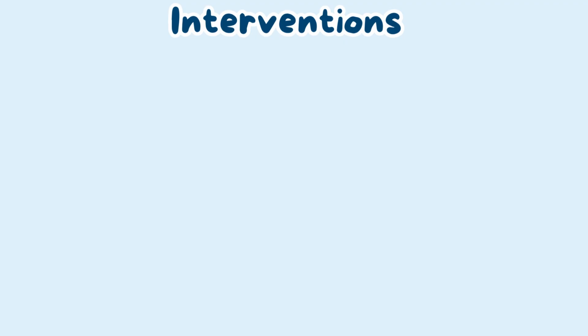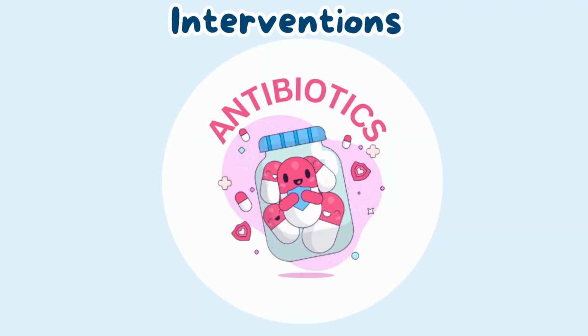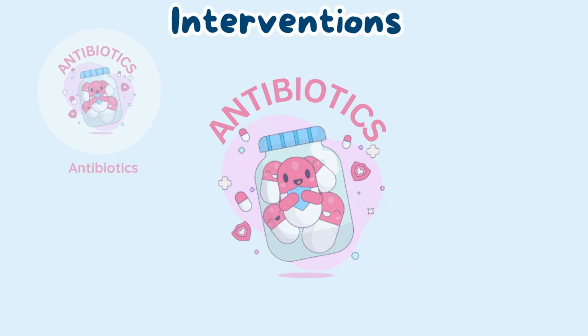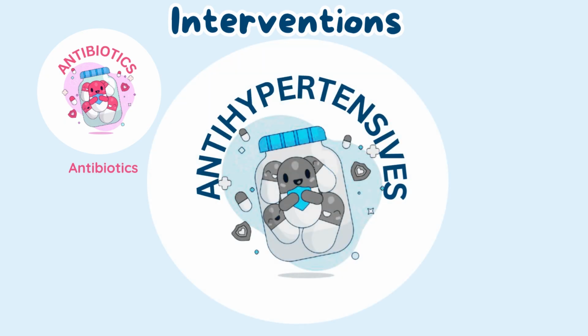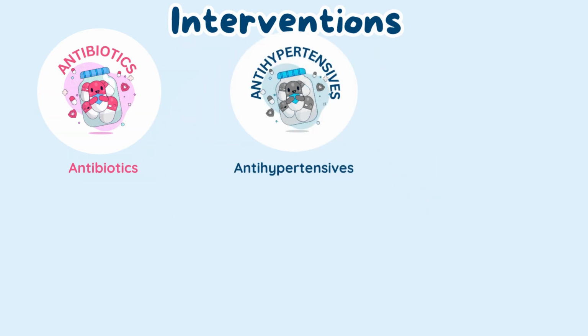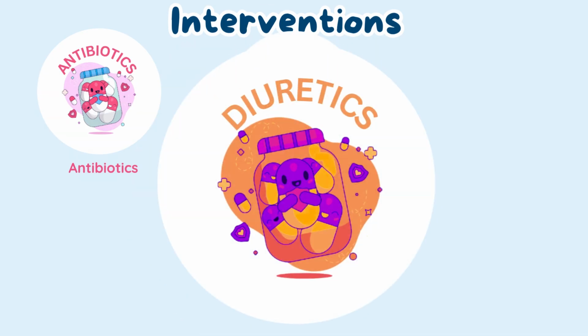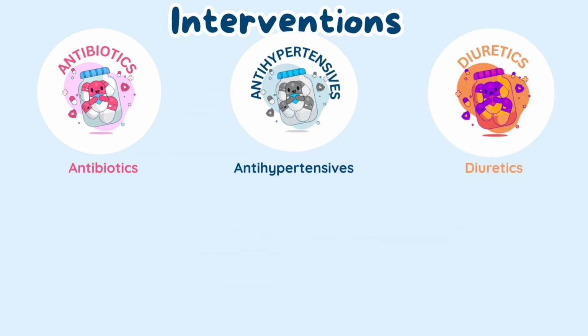What's the treatment of choice when the patient has these conditions? You give them antibiotics to treat the underlying infection, and the first antibiotic of choice is penicillin. You also give antihypertensives, that is ARBs or ACE inhibitors. Next, you have diuretics to get rid of the fluid volume overload.